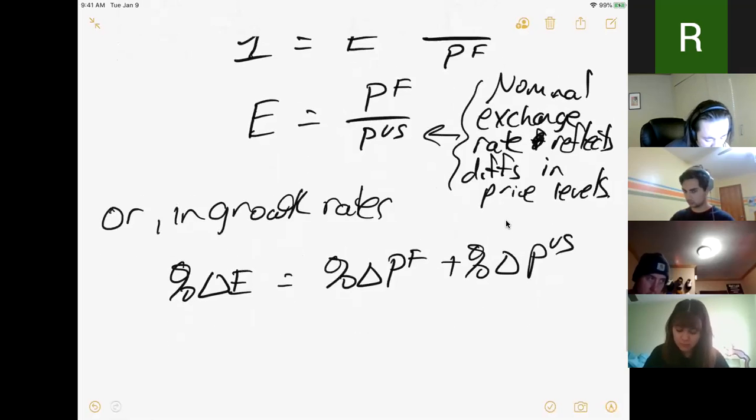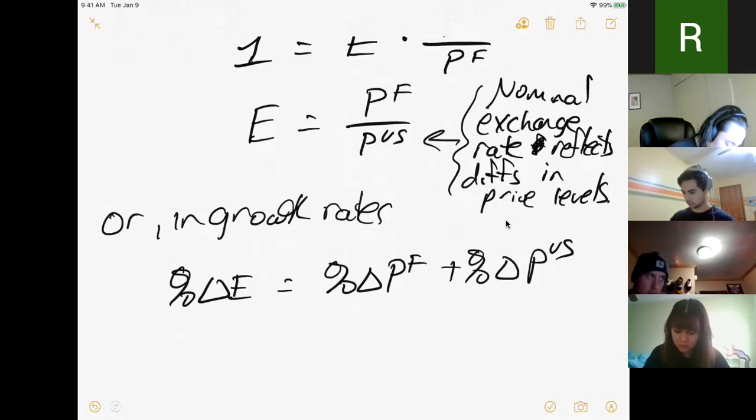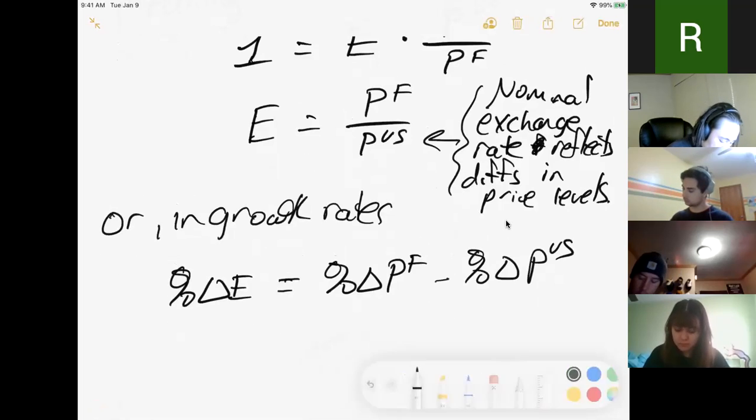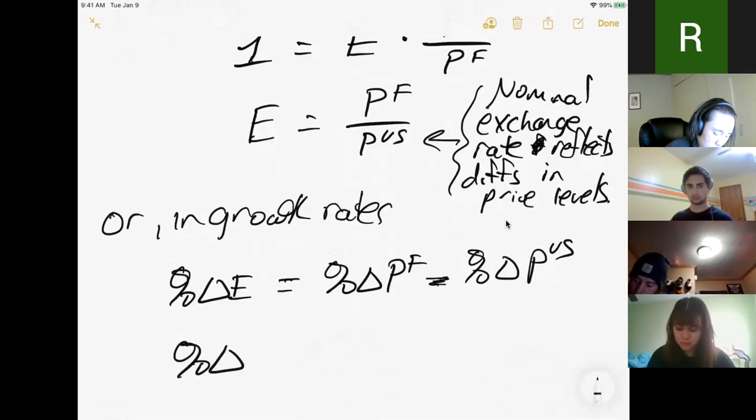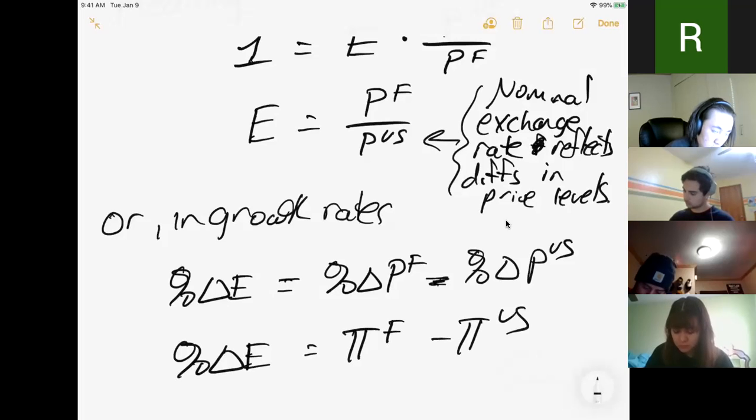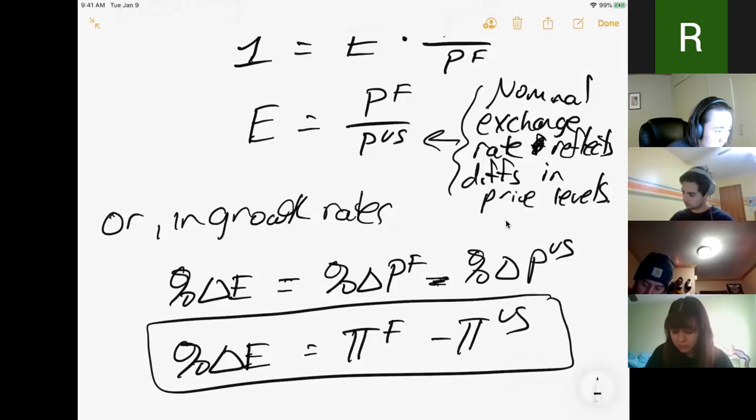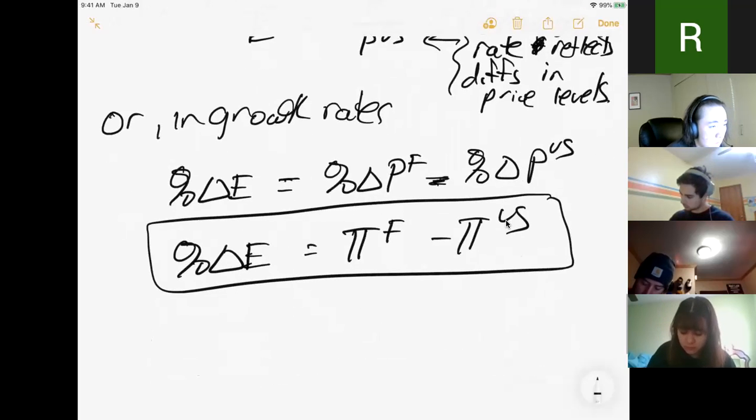this is just the percentage change in the nominal exchange rate is equal to the percentage change in the price level in the foreign country. Oops, that should not be a plus. It should be minus. Minus the percent change in the price level in the US. So what should be true about nominal exchange rates? Movements in exchange rates reflect differences in inflation.